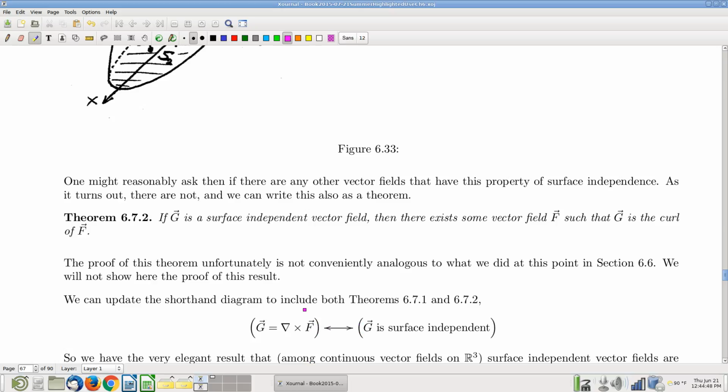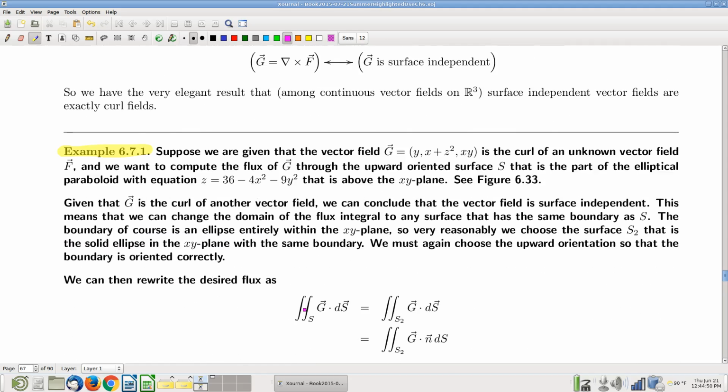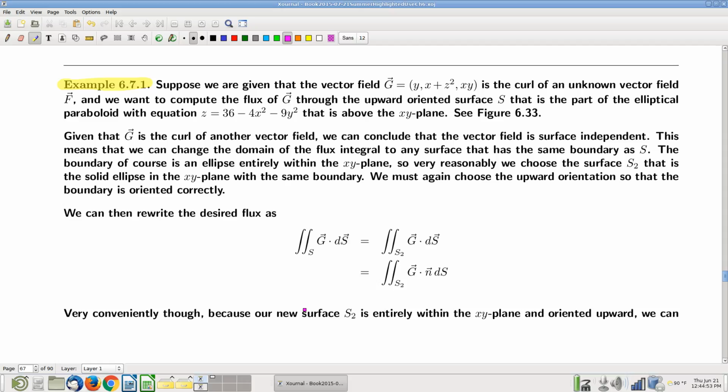Okay, so let's make use of this. The example I'm about to do here is really, really analogous to the first example I did with path independence, so you can look back and notice that as we go through this problem. It's a little different, of course. So, here's a vector field. And we have a surface that's described here. It's a part of an elliptical paraboloid. There's the equation for the elliptical paraboloid. We want just the part that's above the xy plane, and by the way, it's oriented upward.